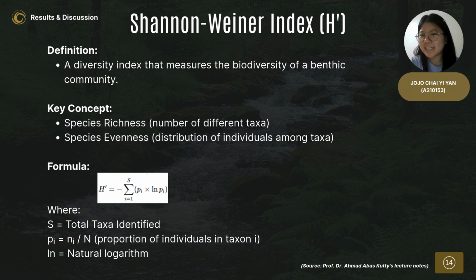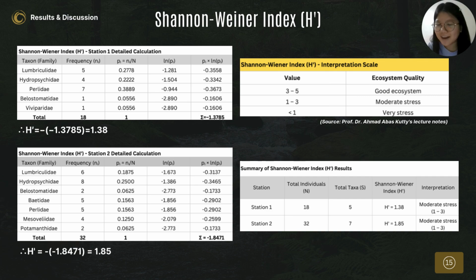Now, I will present the results of the Shannon-Wiener Index and BMWP scoring system. First, the Shannon-Wiener Index is a diversity index used to measure the biodiversity of a benthic community. It takes into account two key concepts: species richness, which is the number of different taxa, and species evenness, which is the distribution of individuals among taxa. The formula is shown below. Now, let's look at the detailed calculation for both stations.